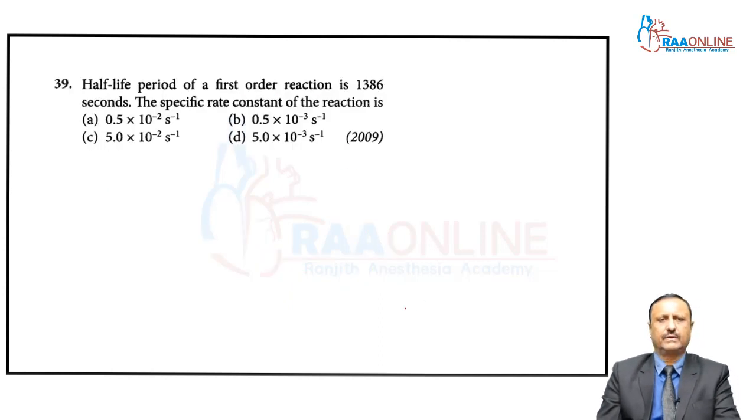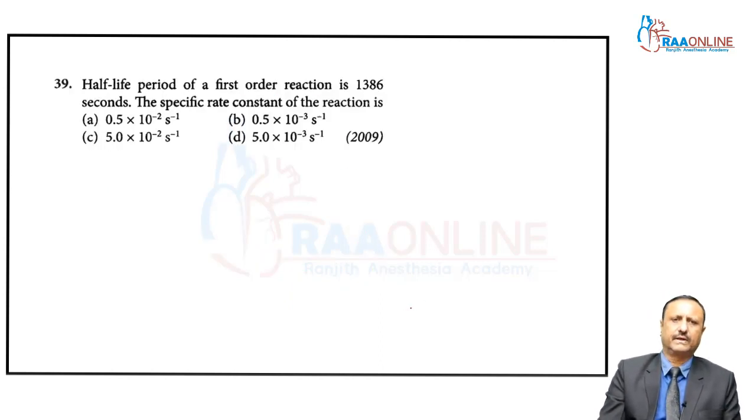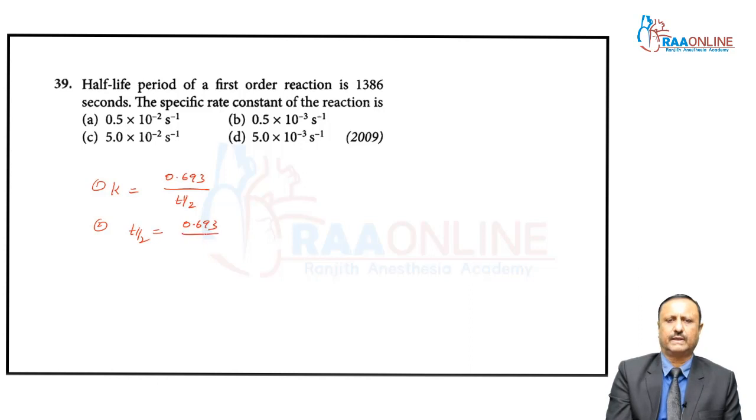Now my dear students, in question number 39, the half life period of a first order reaction is asked, and this is a simple question. The first order reaction formula is K equal to 0.693 upon T half, and here he wants the half life period. So you can see T half is equal to 0.693 upon K.